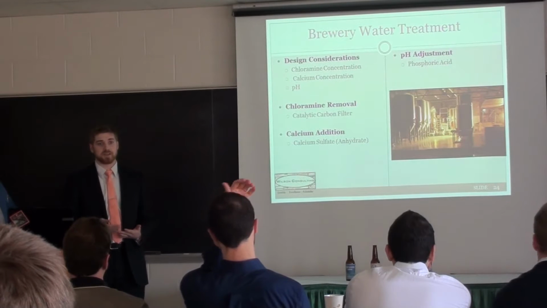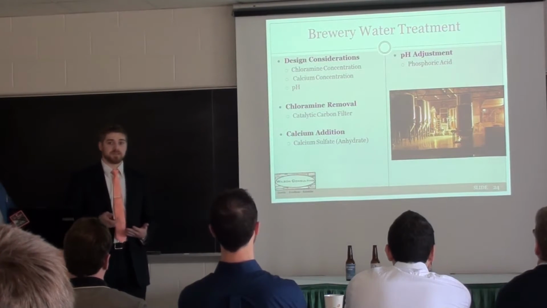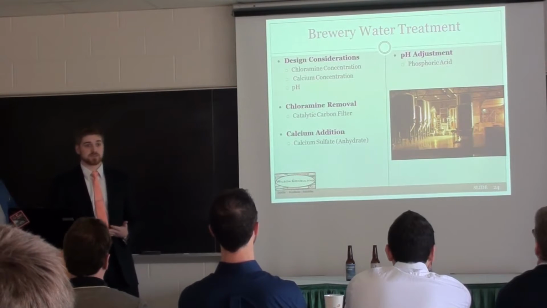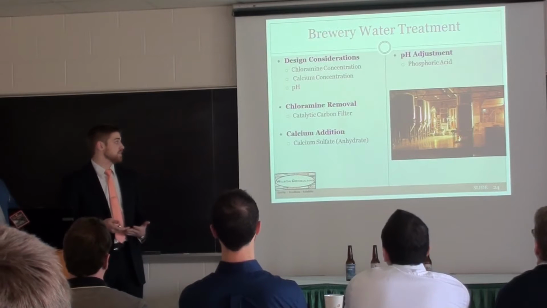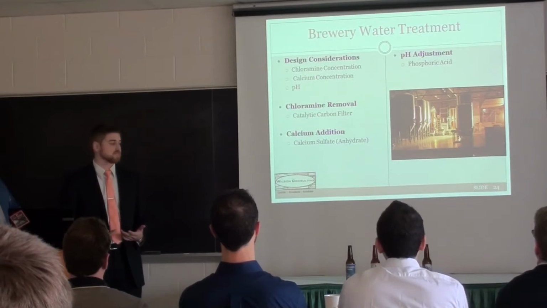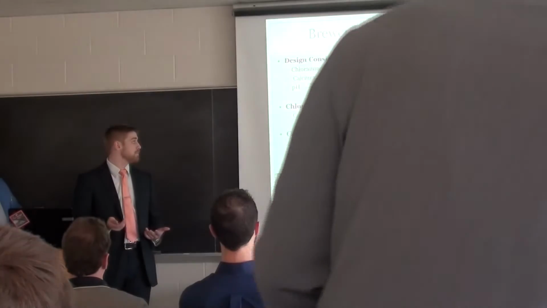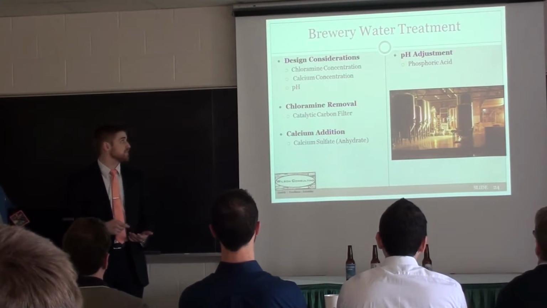And then for increasing the calcium concentration, we assessed a few different calcium compounds, including calcium sulfate, calcium chloride, and calcium carbonate. We decided to go with calcium sulfate because the sulfate concentration was also quite low, or on the lower end of the spectrum, and higher sulfate concentration helps to bring out the bitterness and the hops within the brewing process. So that makes for a good IPA. So we decided to go with the addition of anhydrous calcium sulfate.